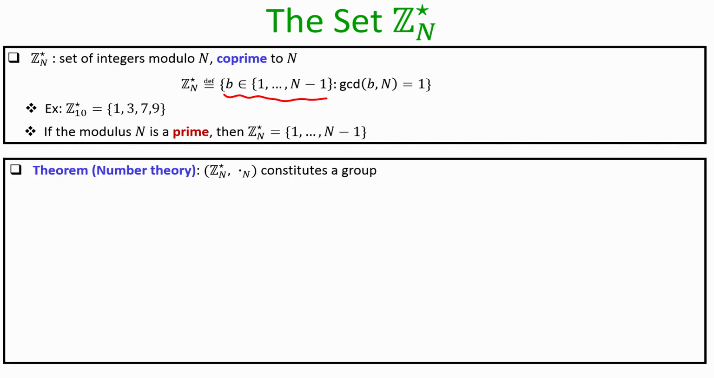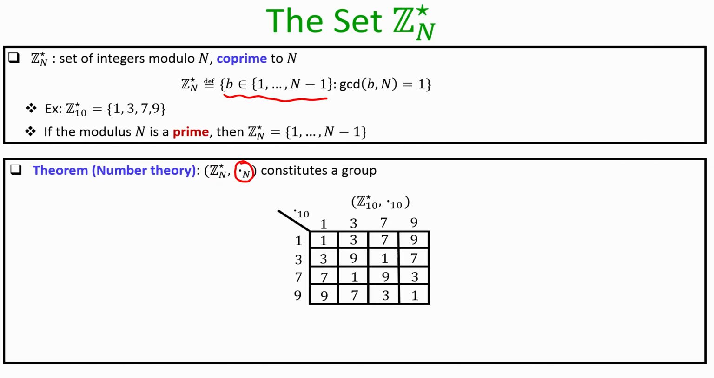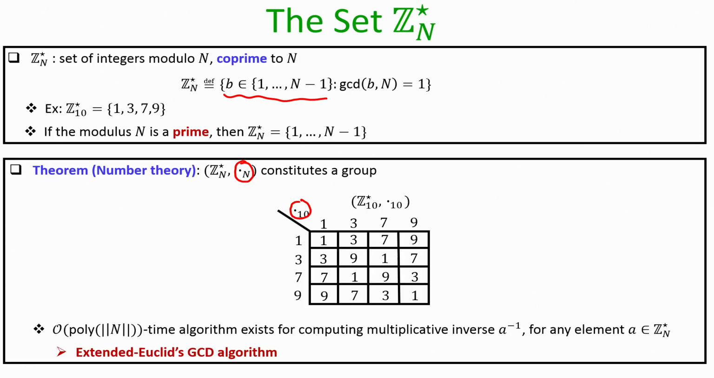A well known fact from number theory, whose proof I am skipping, is that this set Zn star along with the operation multiplication modulo n constitutes a group and satisfies all the axioms of a group. For instance, I have drawn the table for the elements in Z10 star, namely 1, 3, 7, 9, and the result of performing multiplication modulo 10 for any pair of elements from this set, and you can see that all the axioms of a group are satisfied, and that is why this is a group.